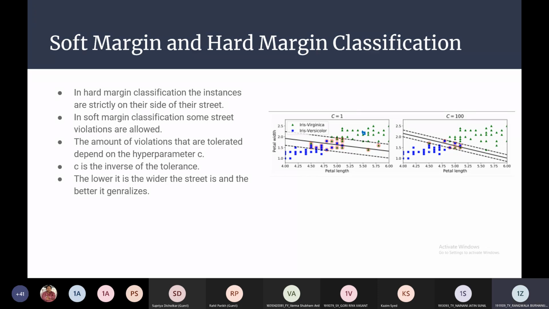will generalize. But you also need to make sure that C is not very small, because if it's very small, the street will allow lots and lots of margin violations, and this would actually result in underfitting. So you actually need to find some sort of Goldilocks zone for this.